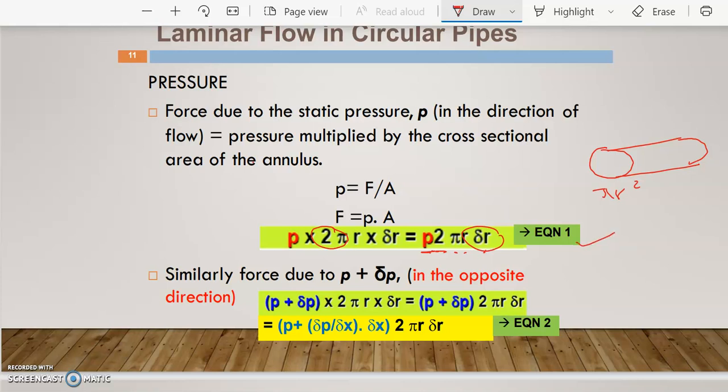And then similarly, the force due to the opposite direction. So here we have another pressure plus the difference in the opposite direction, right? And then we have 2 pi r times delta r. So when we simplify this equation, we get equation 2.